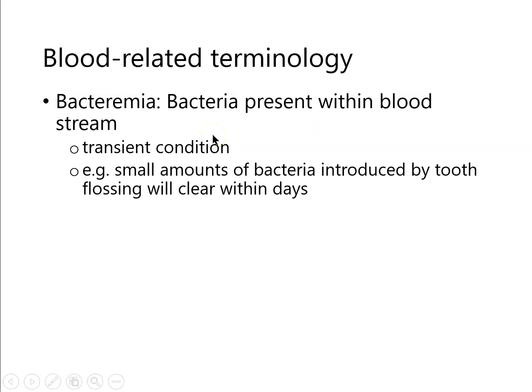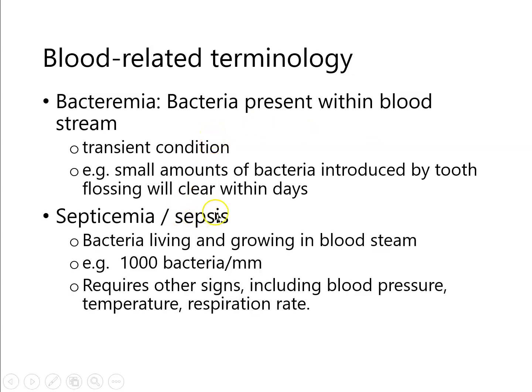The much more severe condition is sepsis, and that's when bacteria or fungi grow in the bloodstream. So they're actively growing in the bloodstream. That is, they have overwhelmed the immune system, and the immune system cannot control the growth in the bloodstream. To declare that sepsis is happening requires a lot of other signs.